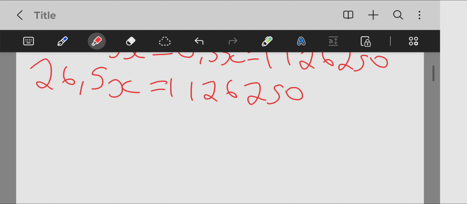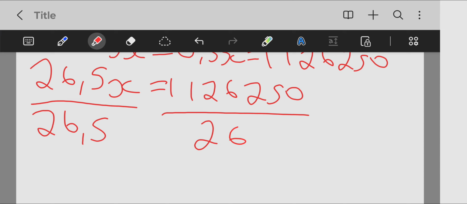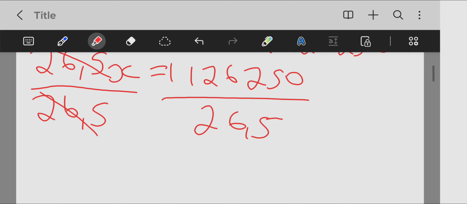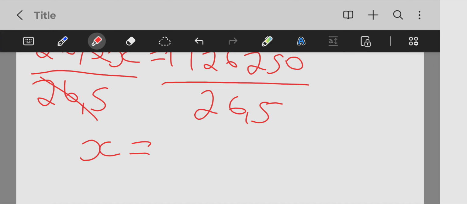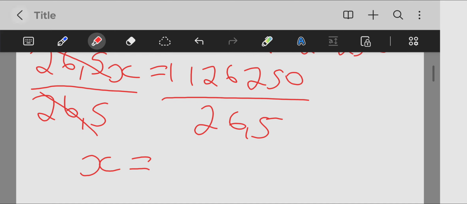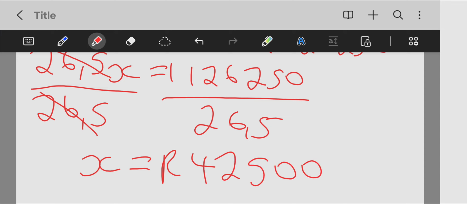Then now we want to solve for x. Divide by 26.5, divide by 26.5. This is going to cancel each other. That is why we have put 26.5 here, because we want it to cancel each other so that we are remaining with x. And then what is our x? We are going to divide 1,126,250,000 divided by 26.5, and we get our 42,500 rands.